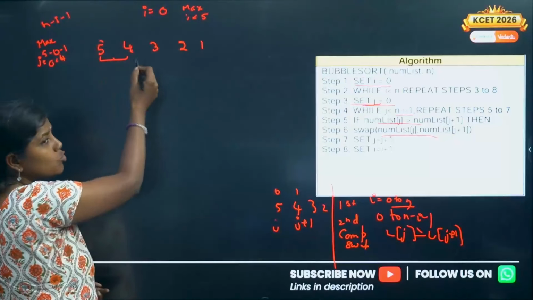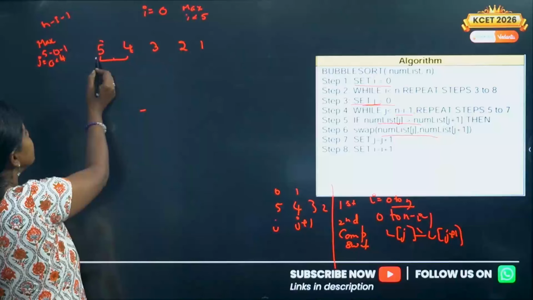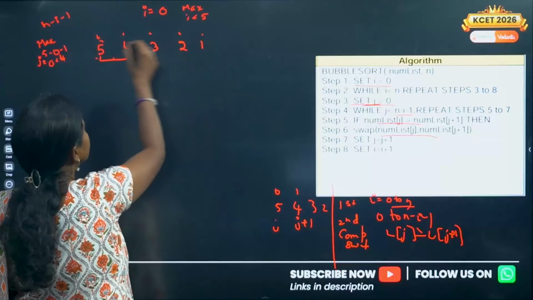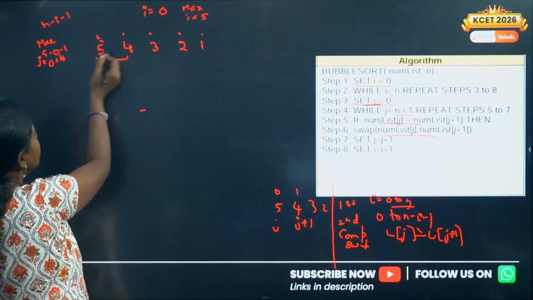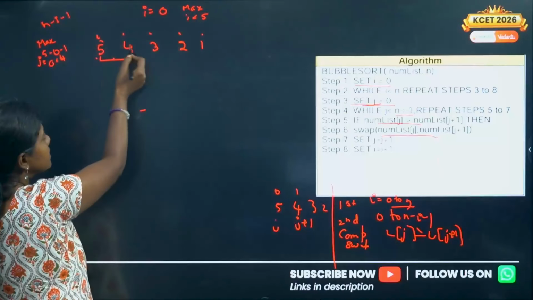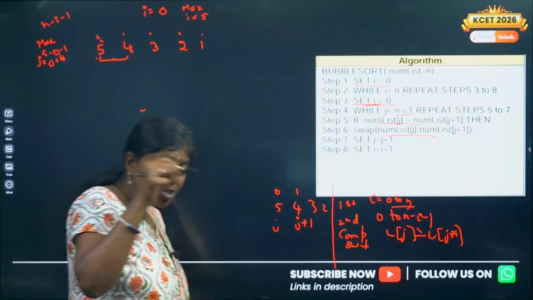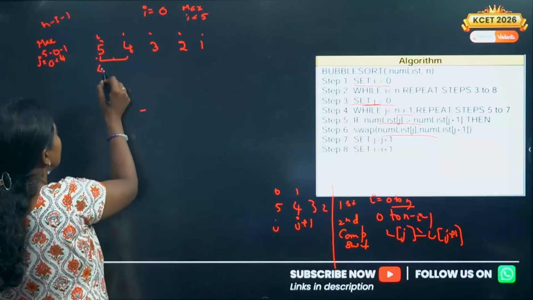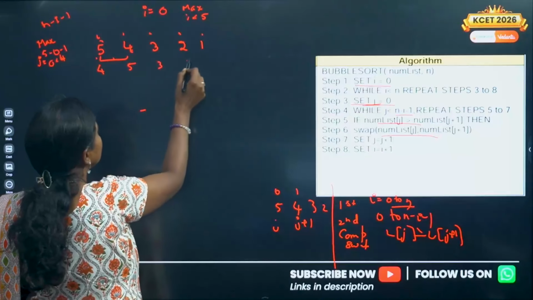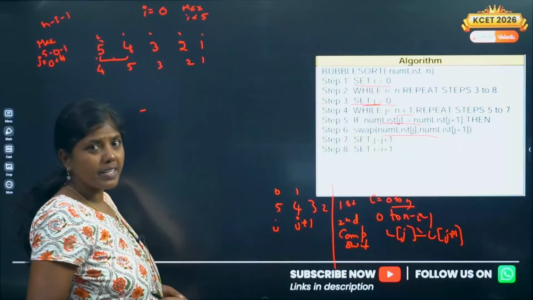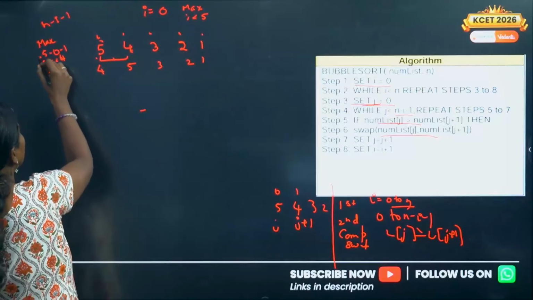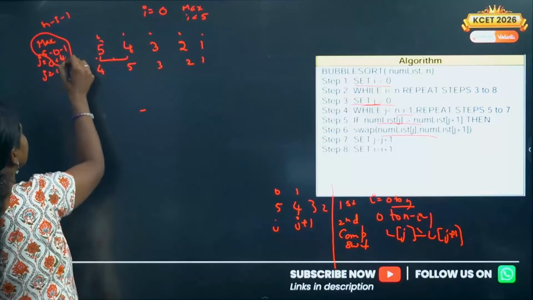I compare these two elements. Definitely the index is 0, 1, 2, 3, 4. j and j plus 1, 0 and 1 are compared. We'll swap it. It is 4, 5, 3, 2, 1. Next, I'm going to compare with j equal to 1. I have to do till 4. Remember that I have to do till 4.